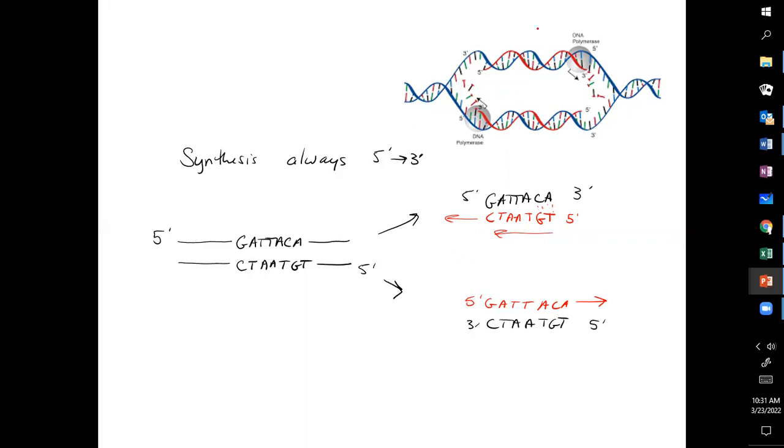So that's just an overview, and we're going to get into the details and the mechanism next. But always remember 5' to 3', 5' to 3'. That's the only way the chemistry occurs.